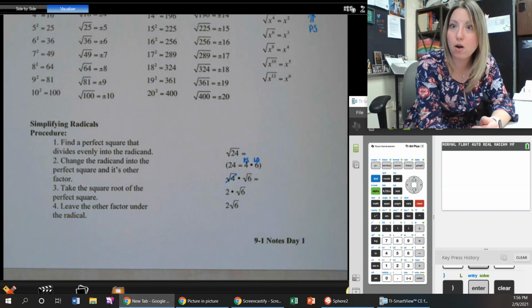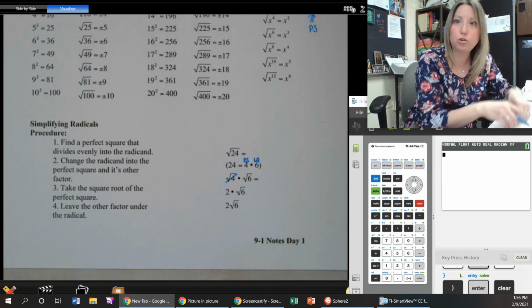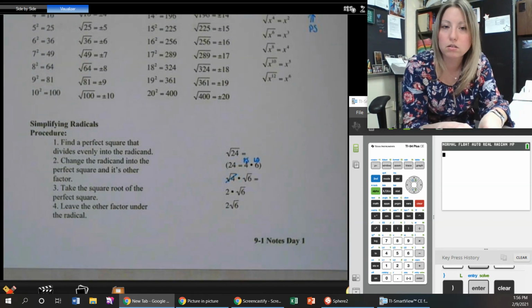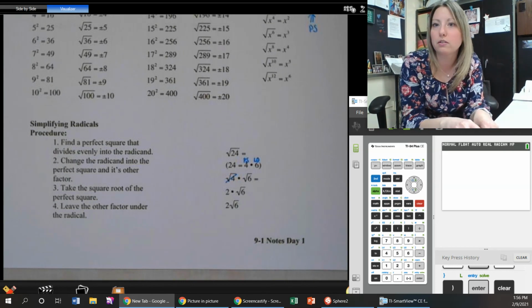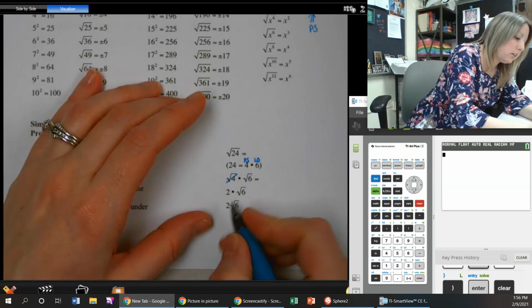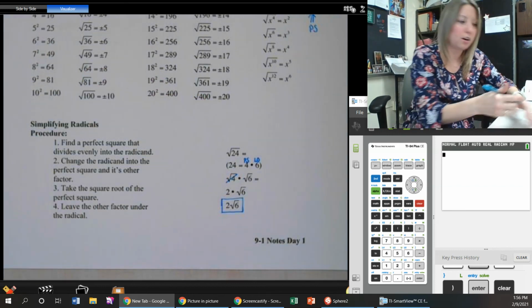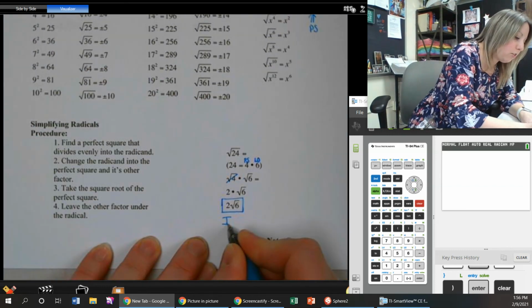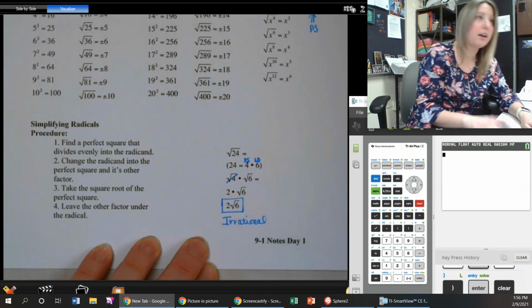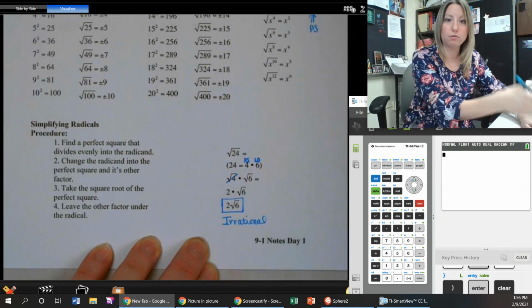Say it with me so you know how to say this number. 2 radical 6. 2 radical 6. This radical is simplified. That's your simplified answer. It is, of course, irrational because there is still a number under the radical that cannot come out. So this is an irrational number.